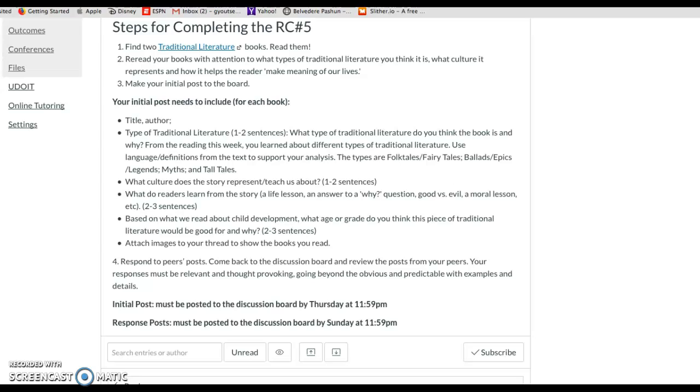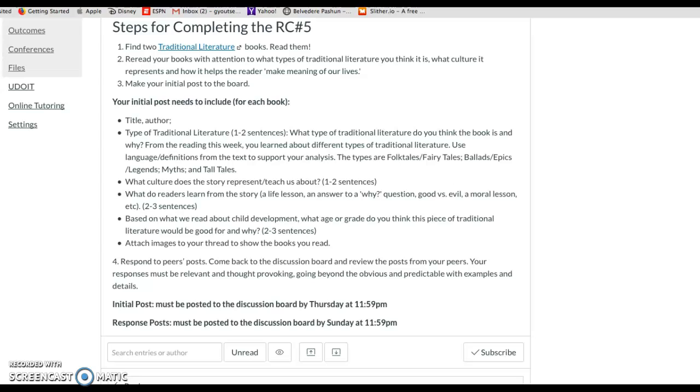And then based on what you have read about child development in our previous week, last week, what age or grade do you think this piece of traditional literature would be good for and why, in 2 to 3 sentences? So you could use your text from last week to help back that up. And then as always, attach an image of the 2 books that you chose to read, either one image with both books or both books individually, or the picture of your e-reader with your books.